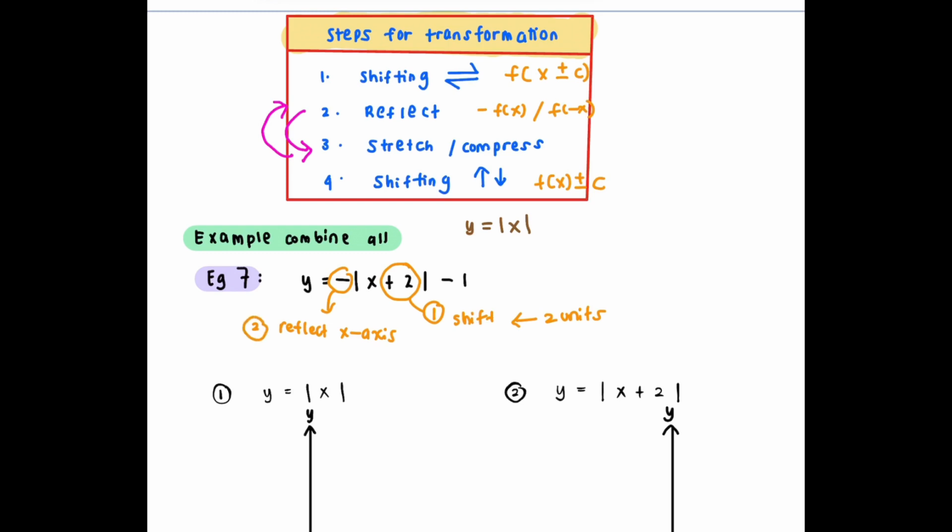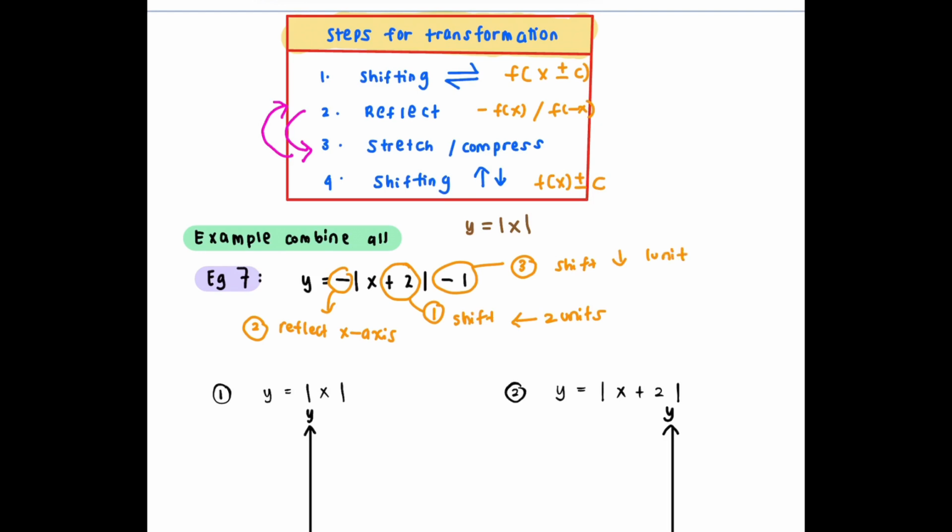And then the last step will be shifting vertical. How to recognize? Plus or minus c is outside the function. So the function here is modulus. So minus c here is outside the modulus. So that one will be your last step, which is step number 3. Shift downward 1 unit.